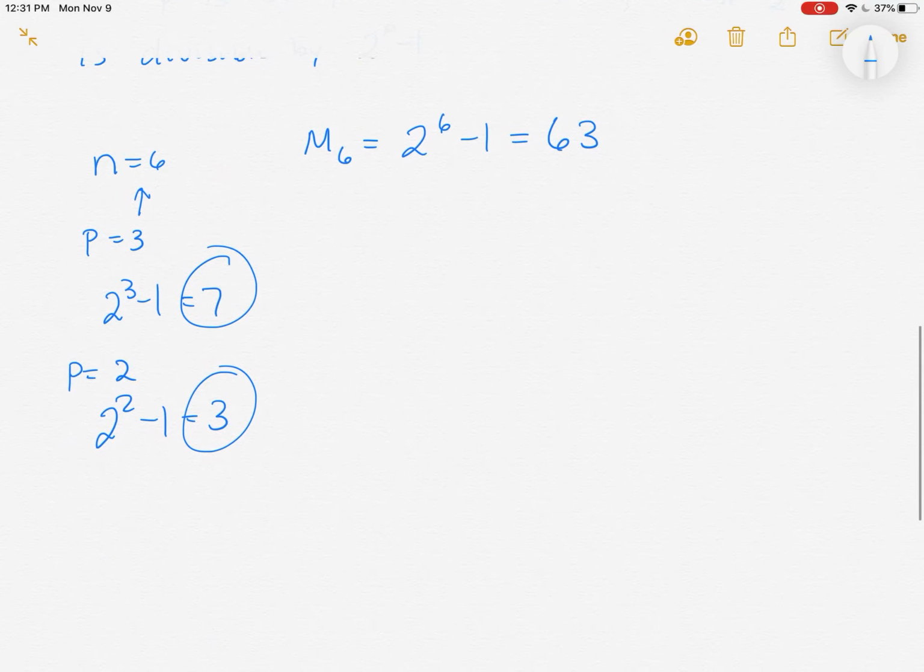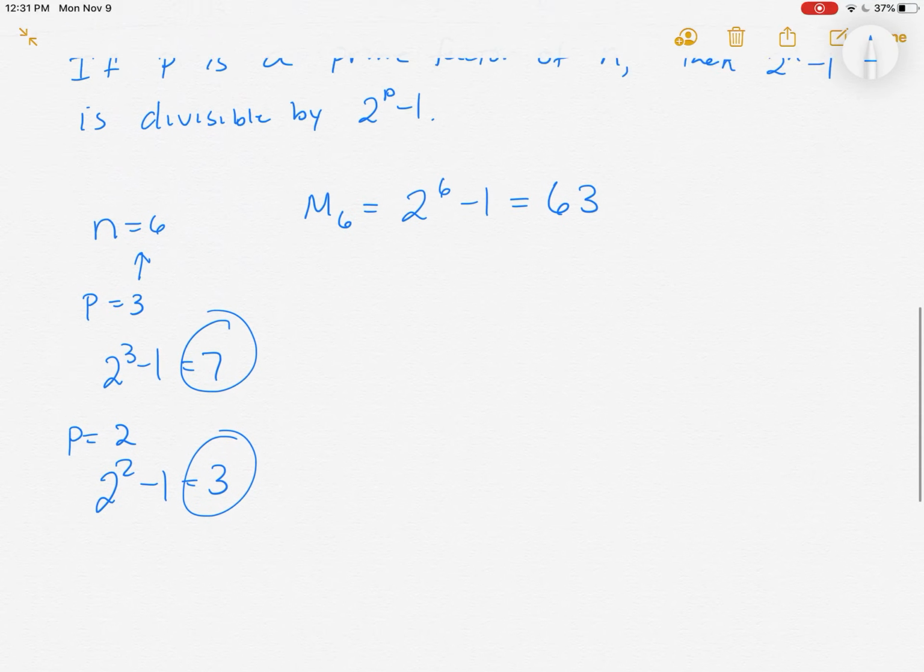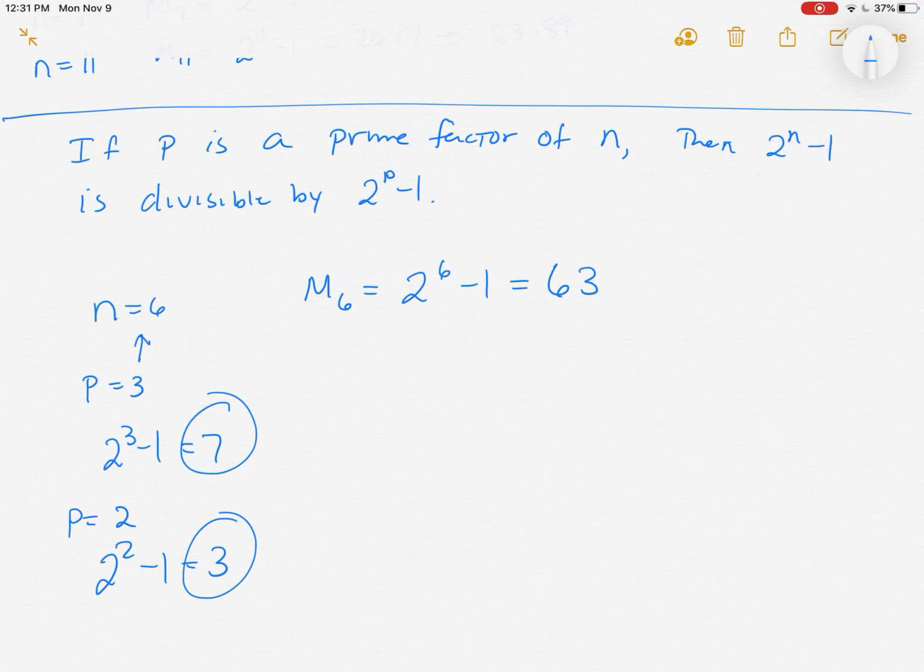So let's talk about how this is going to be addressed in the homework. It's going to be addressed straight out. They're going to say, if p is a factor of n, is it true that 2 to the p minus 1 will divide evenly into the Mersenne number? And you would just answer true or false.